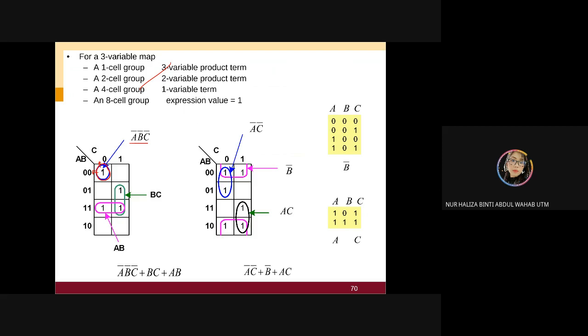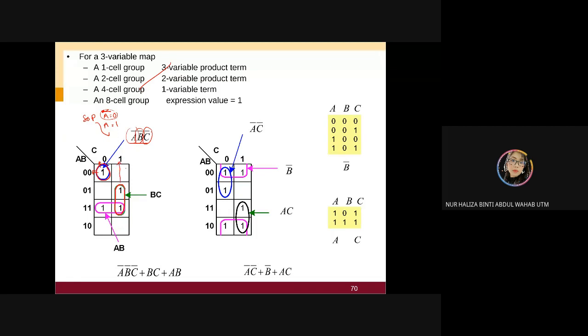So my A is 0, my B is 0, my C is 0. It's going to be SOP. In our SOP, A equal to 0 will be A bar, A equal to 1 will be A. So it will be A bar. Our B is also 0, so it's going to be B bar. Our C will be C bar. This cell you already learned, right? And how about the combination? This one.